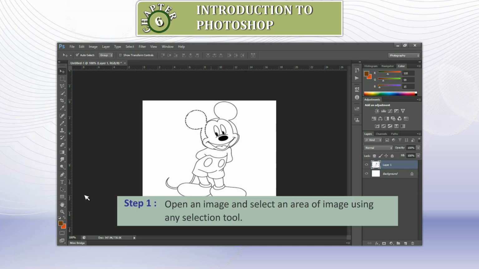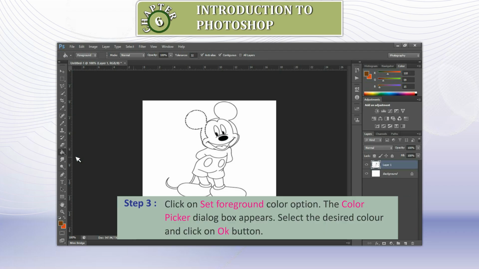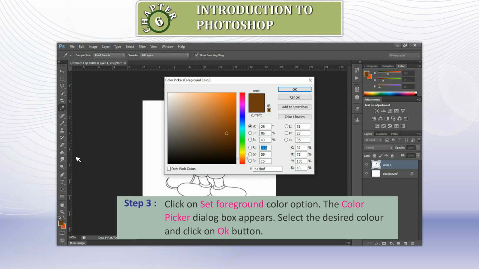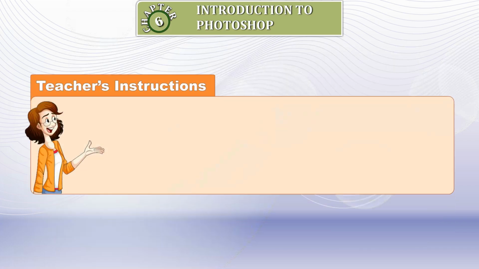Step 1. Open an image and select an area of the image using any selection tool. Step 2. Click on the small triangle at the lower right corner of the gradient tool. A list of tools appears. Select the Paint Bucket tool. Step 3. Click on Set Foreground Color option. The Color Picker dialog box appears. Select the desired color and click on OK button. Step 4. Now click the selected area of the image. The color chosen by you will fill inside it.